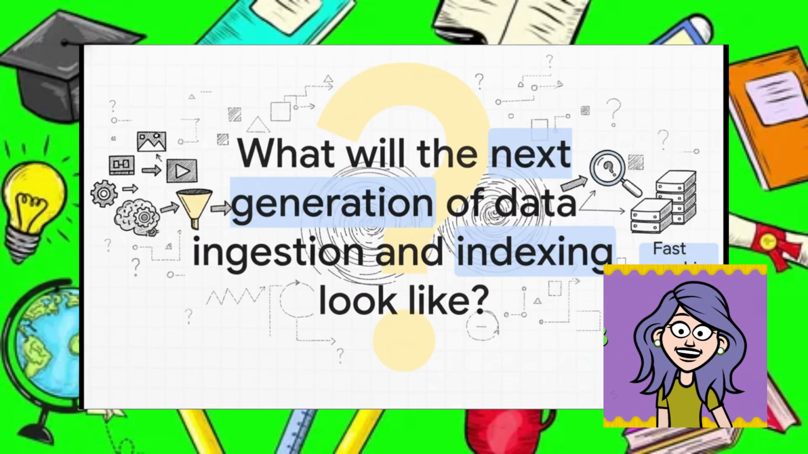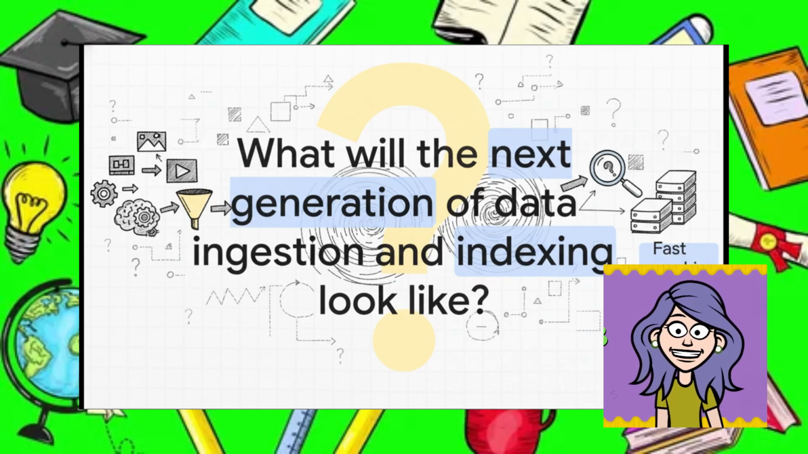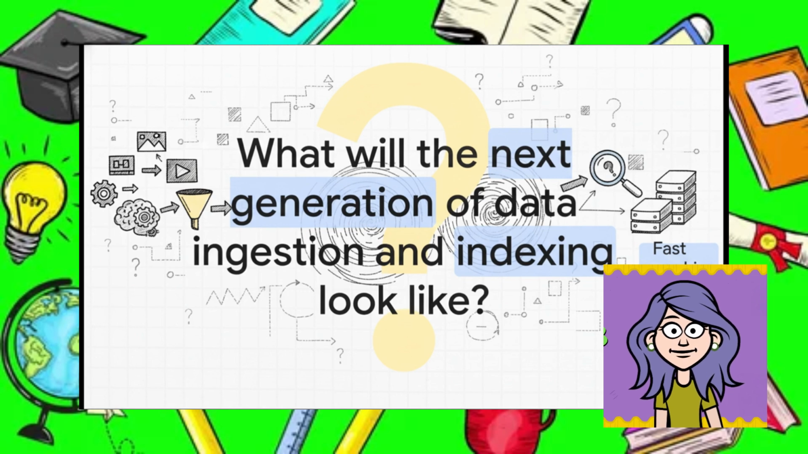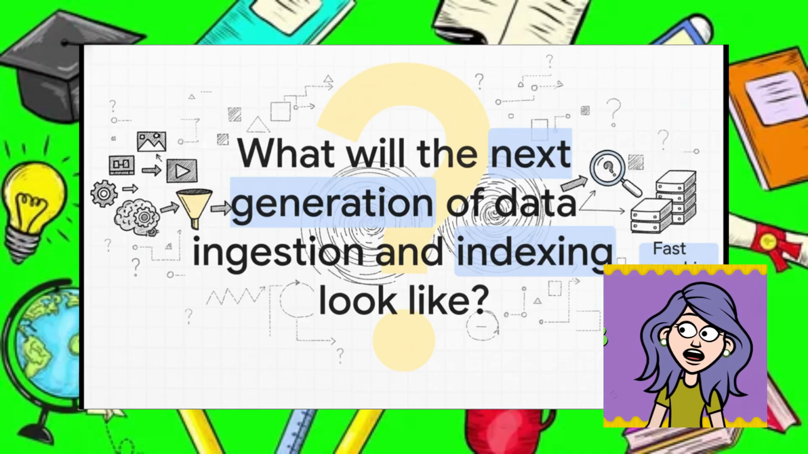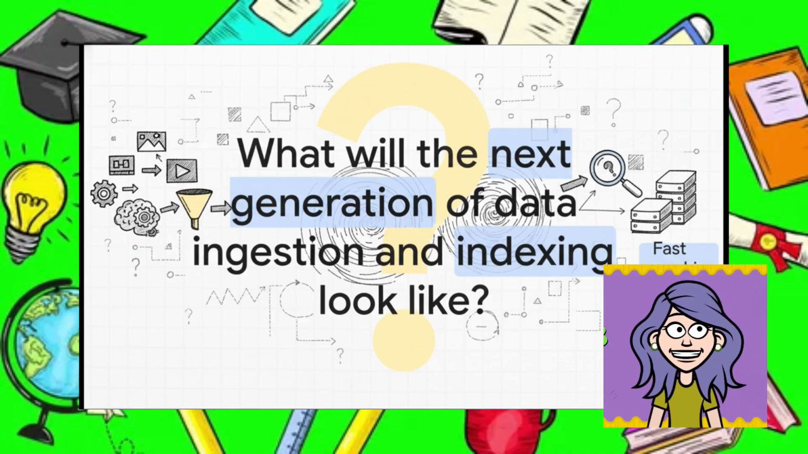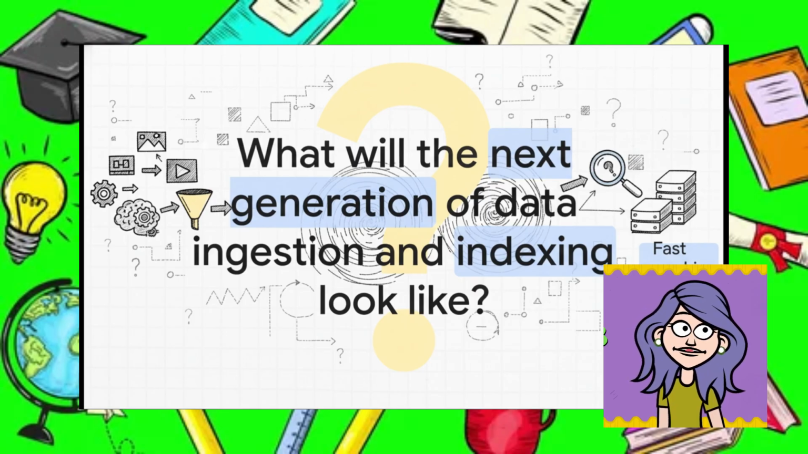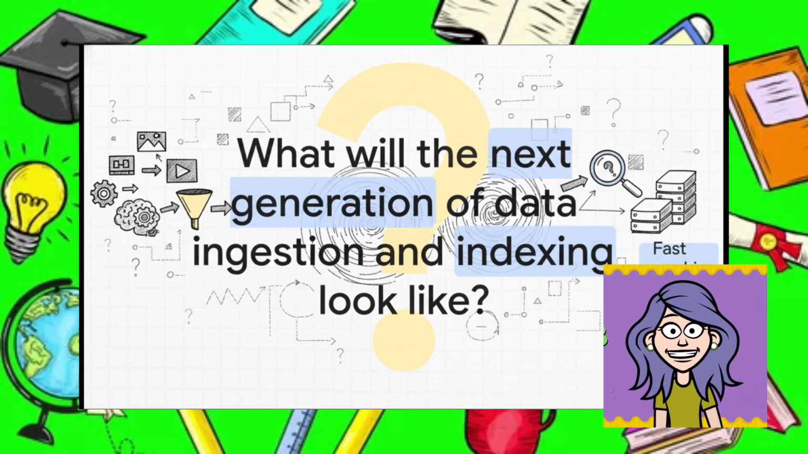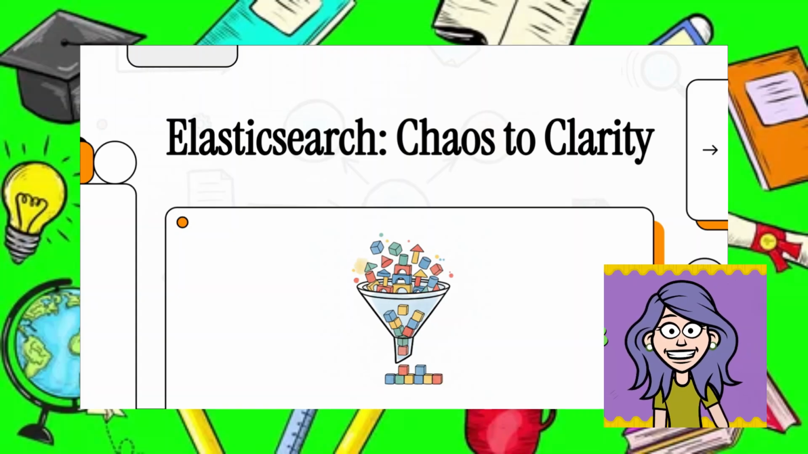So what we just walked through is the fundamental architecture that powers so much of the modern web. But, it leaves us with a pretty fascinating question to think about. As we all generate more and more complex data, I'm talking images, videos, all this new AI-generated content, how is this whole process of ingesting and indexing gonna have to evolve to keep up? What does the next generation of this look like? What comes next?